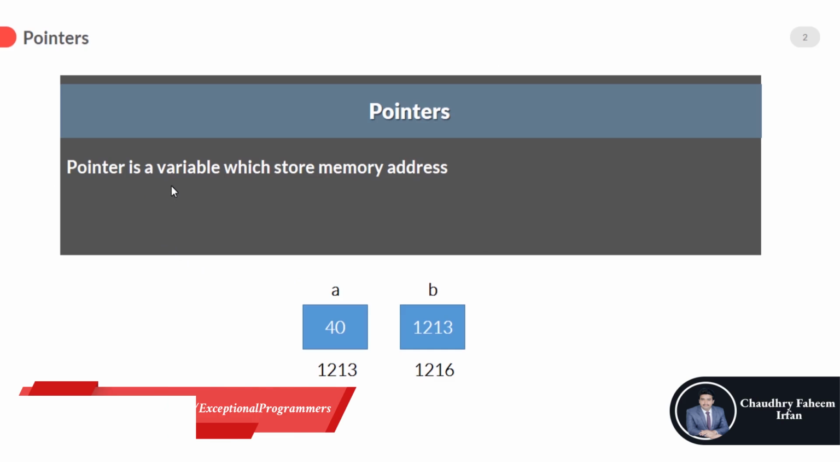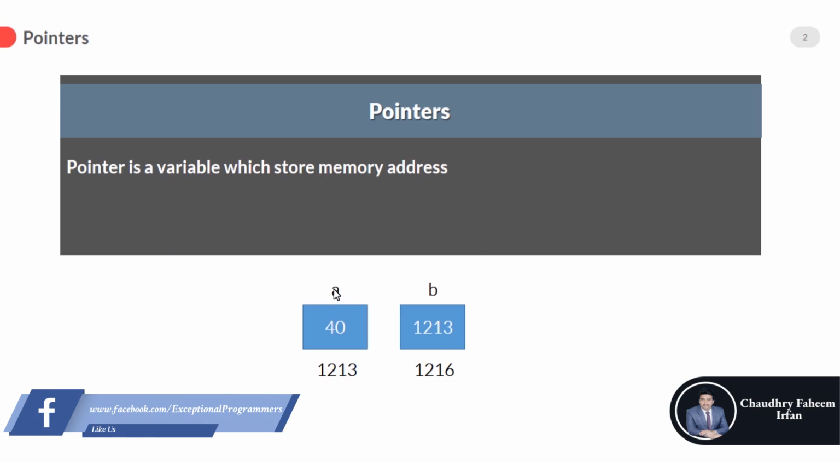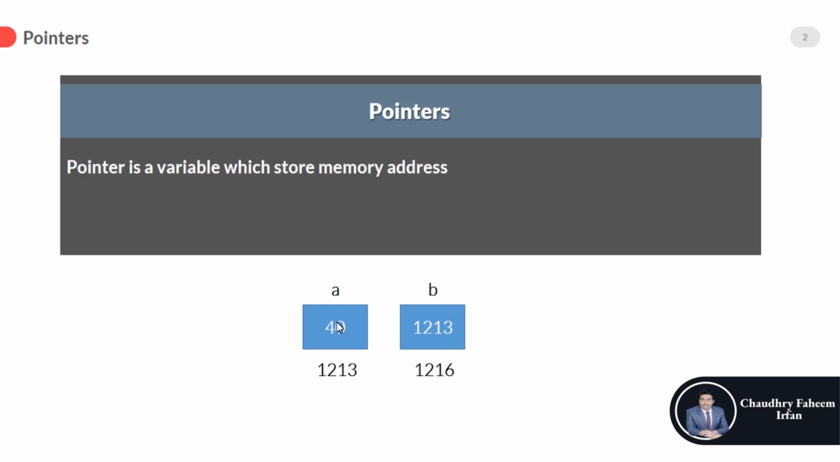A pointer is a variable which stores a memory address. Like here, A is the variable name, 40 is the value of the variable A, and 1213 is the address that refers to the memory whose name is A and whose value is 40.